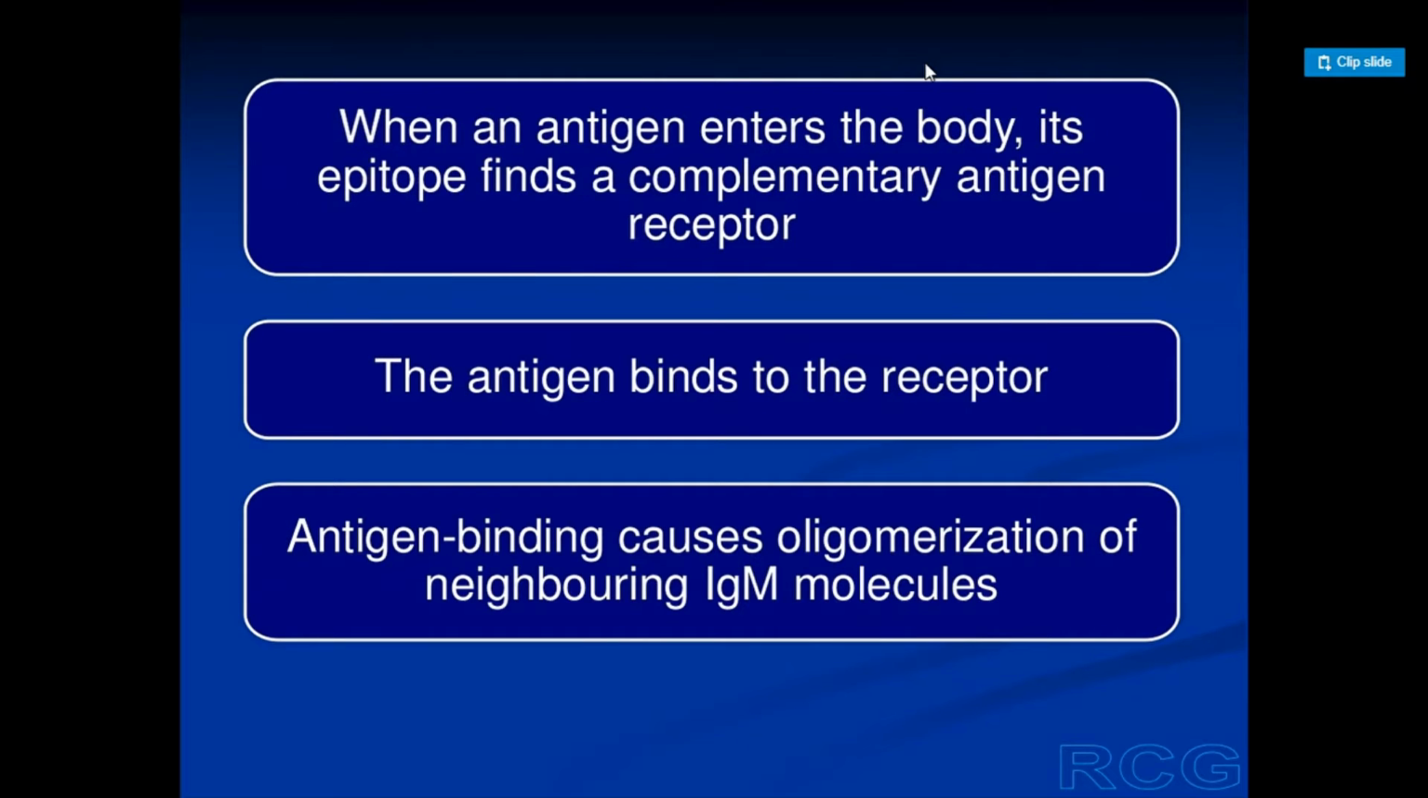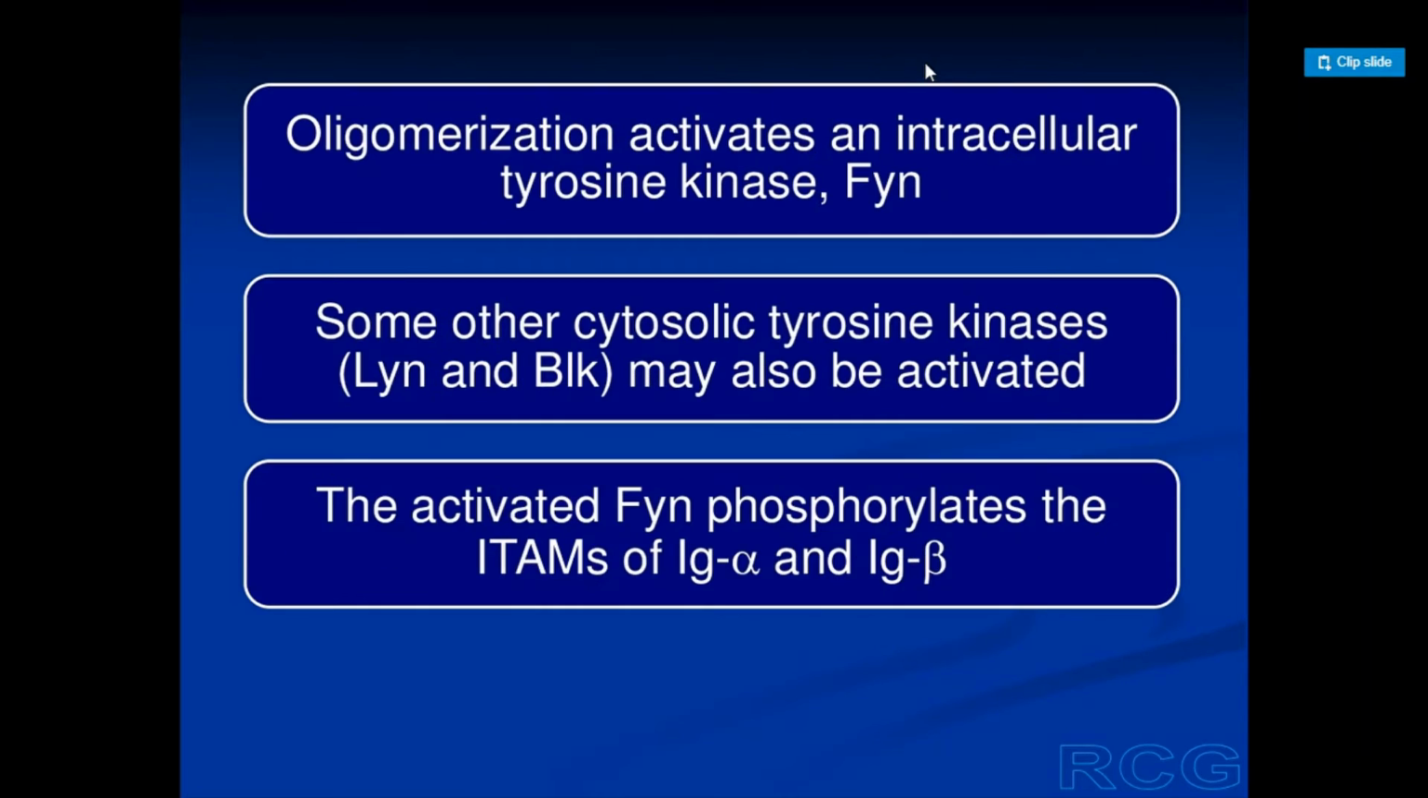When an antigen enters the body, the first epitope binds a complementary antigen receptor. When the antigen binds to that receptor, the antigen binding causes the oligomerization of the neighboring IgM molecules. After this, the oligomerization activates an intracellular tyrosine kinase, that is FYN, and some other cytosolic tyrosine kinases such as LYN and BLK may also be activated.